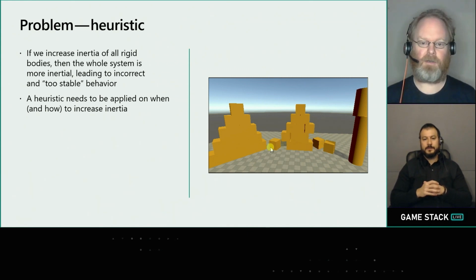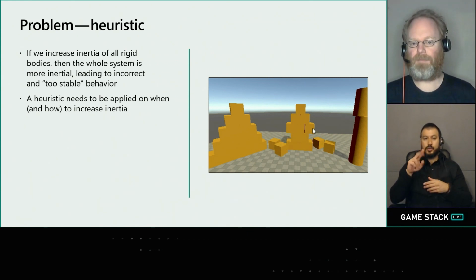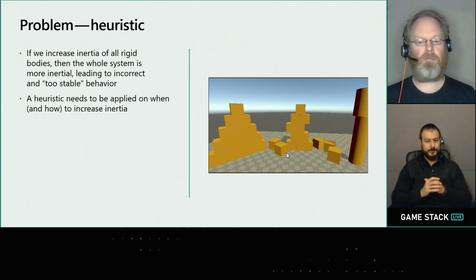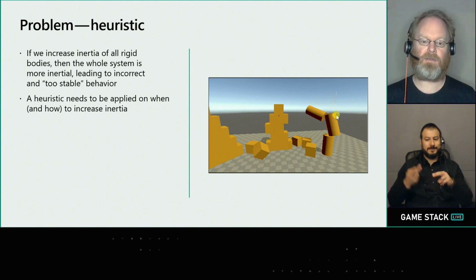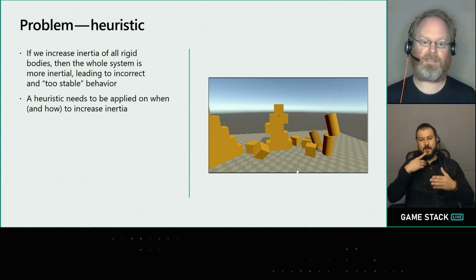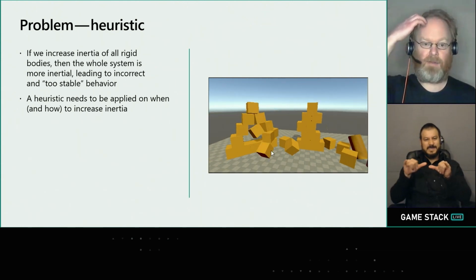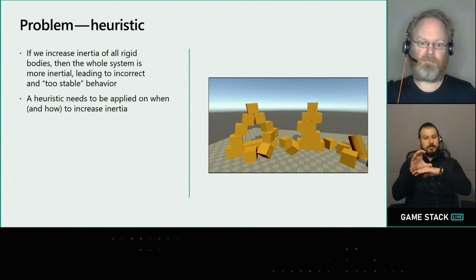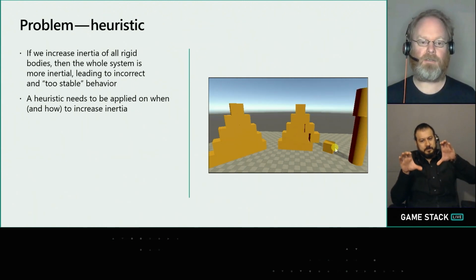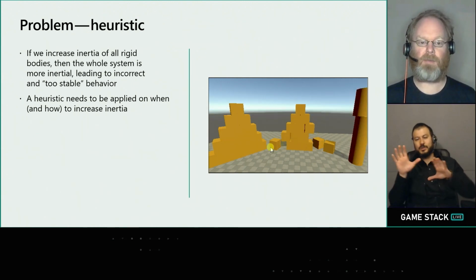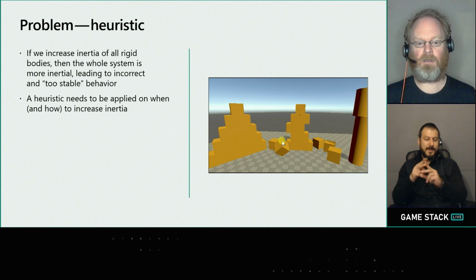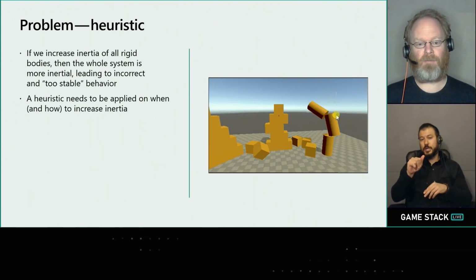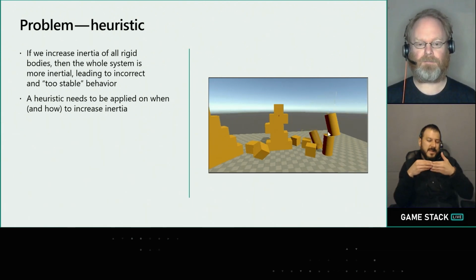Okay, so it's heuristic time again. So too much inertia, or just arbitrarily increasing inertia for all bodies, is going to introduce inconsistencies. We're going to get too stable stacks. We're going to get bodies that sort of fix at odd rotations. So we don't want this too stable behavior. So we need some heuristic that's going to apply an increase in the inertia with a little bit more finesse than just applying it to everything.